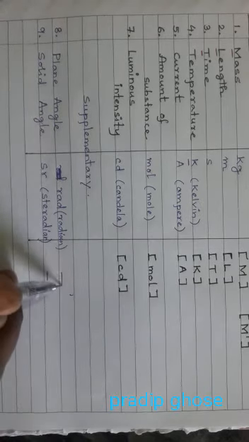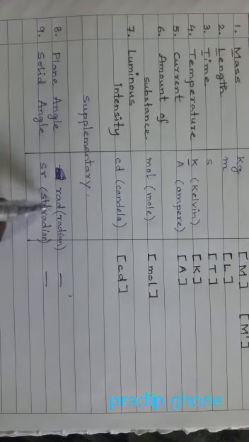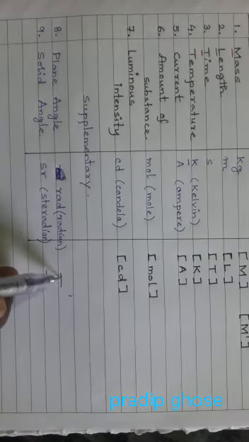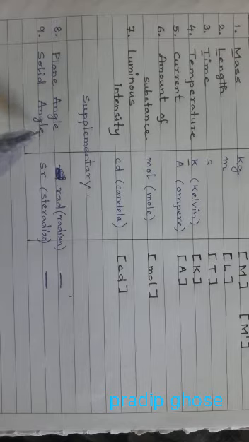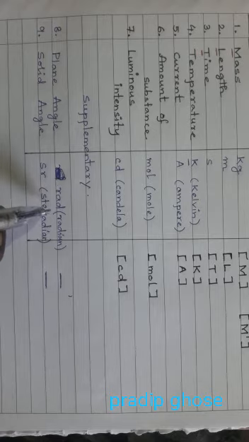Apart from these quantities, there are 2 other quantities, plane angle and solid angle. They are special quantities because these quantities have units that are not dependent on any other unit. So their units are fundamental units, but they have no dimension. That's why I am calling these 2 quantities special quantities. The units are fundamental units, but they have no dimension.